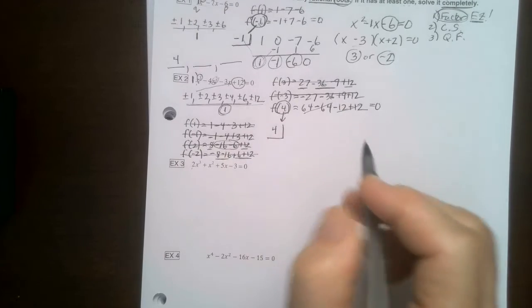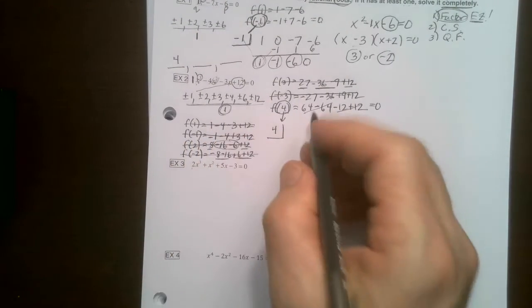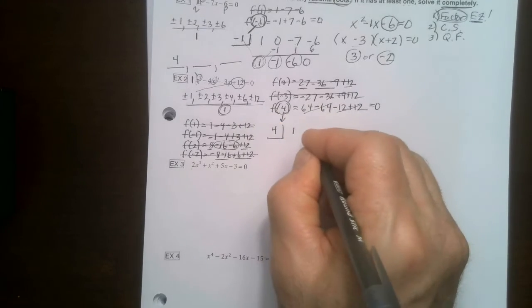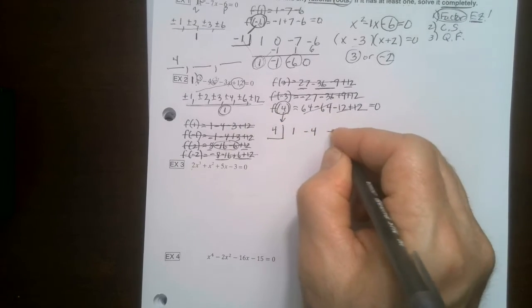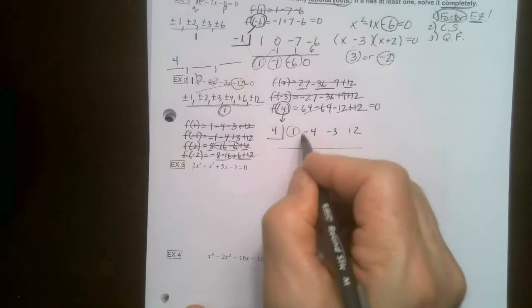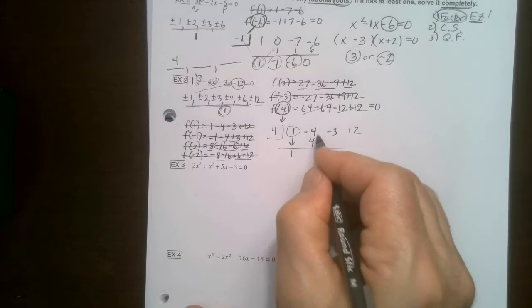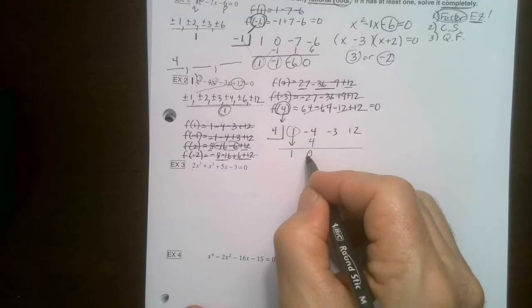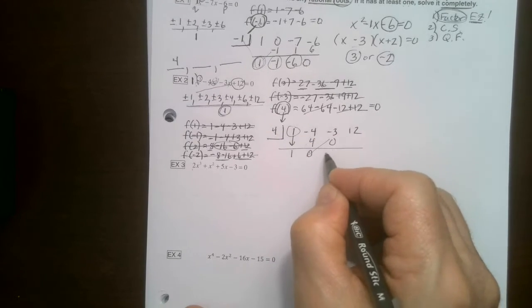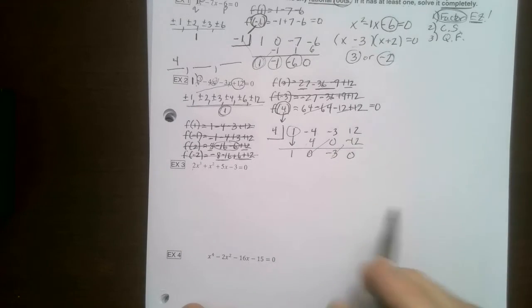Put it in the synthetic nest. And this goes in descending order, so we don't have to insert anything ourselves. That's a 1, -4, -3, and 12. So like this, take the first item in the list and just drop it below the line. 4, that'd be 4, multiply, 0, add, multiply, -12, and we get 0.